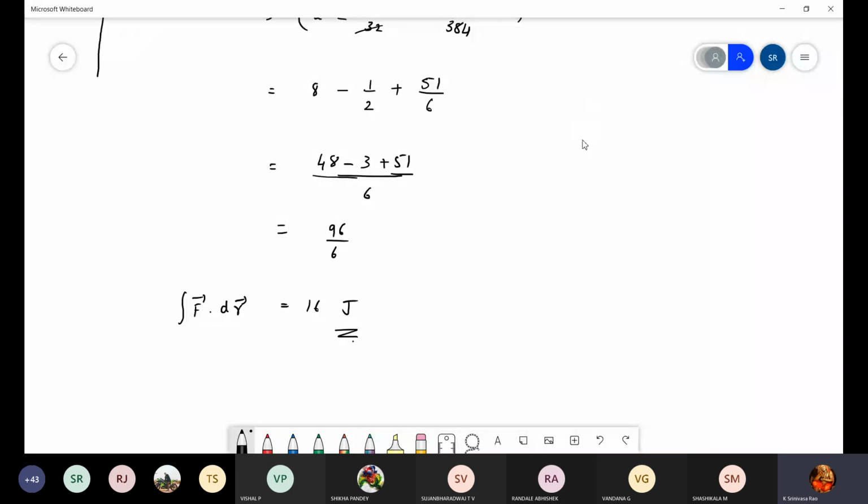So this is about vector integration, or vector line integration. We call it that because it is a simple integration along a curve. So this is what we call a line integral.